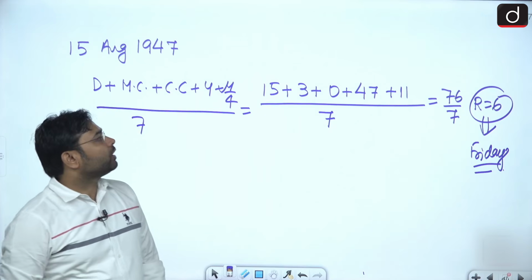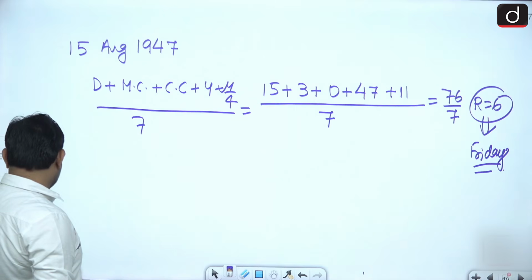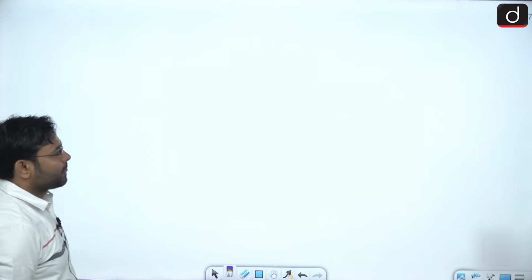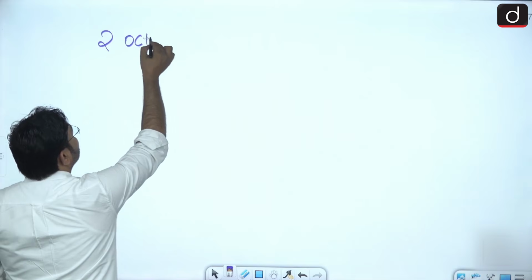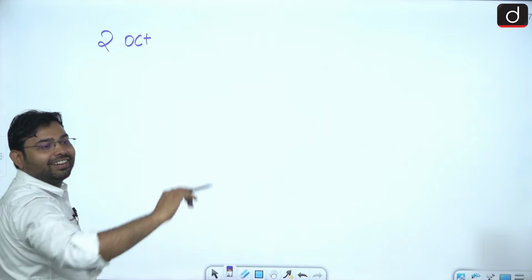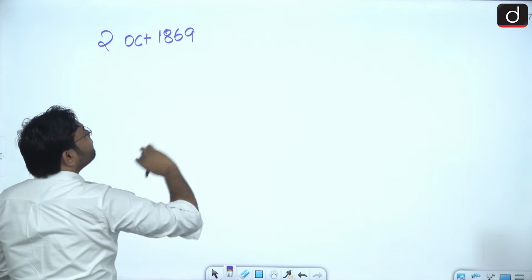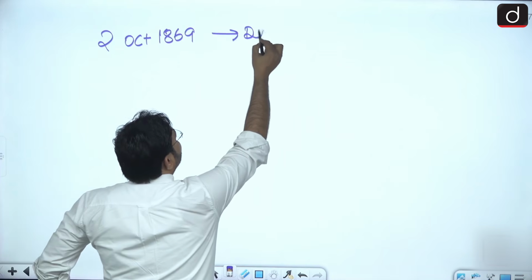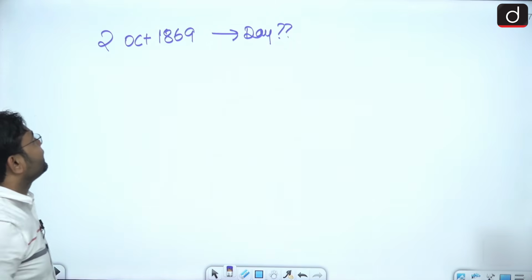Clear now? Now you will tell me the date of birth of Gandhiji. 2nd of October. Which 19 is being said? 1869. Now you will tell me the day. What is the day of 2nd of October 1869?